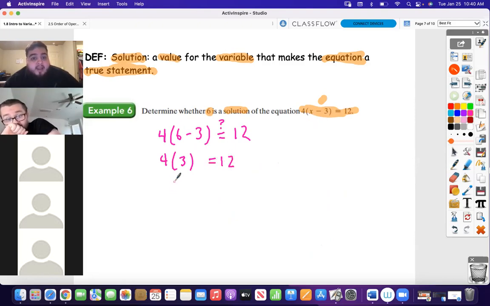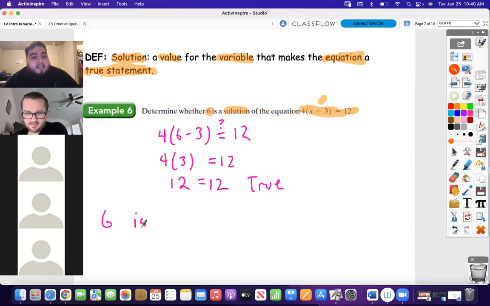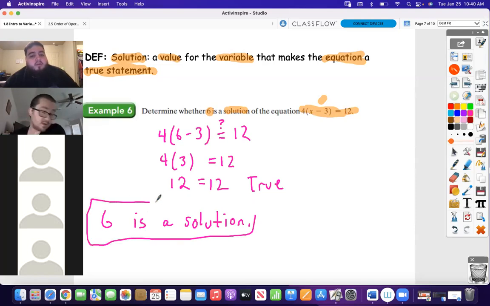We haven't solved yet. We're going to be solving equations soon, but this is true. So that means 6 is a solution. Write this sentence down: 6 is a solution. Now, if it was false, we would write 6 is not a solution. Everyone okay with that?